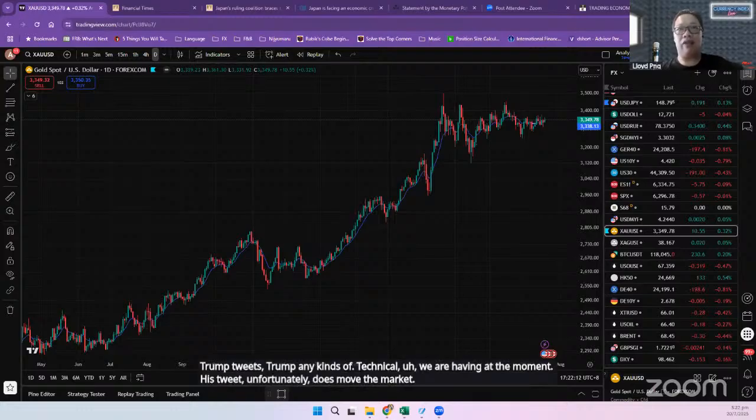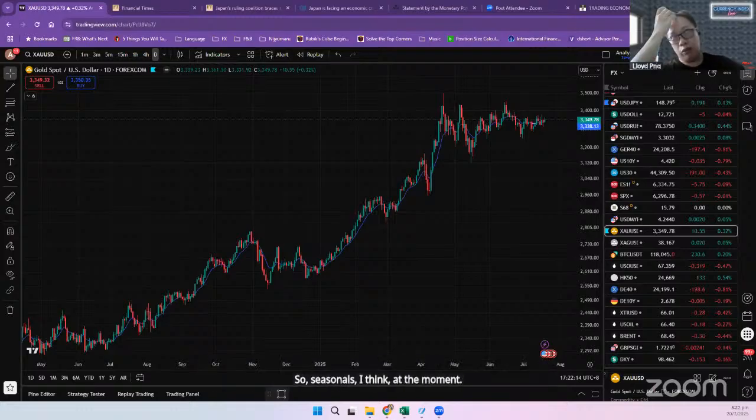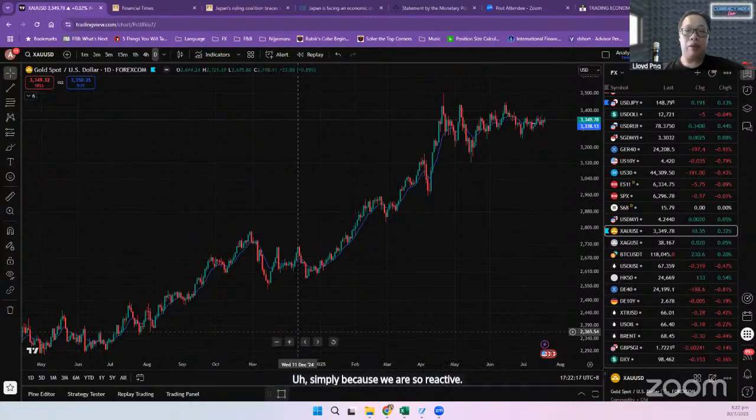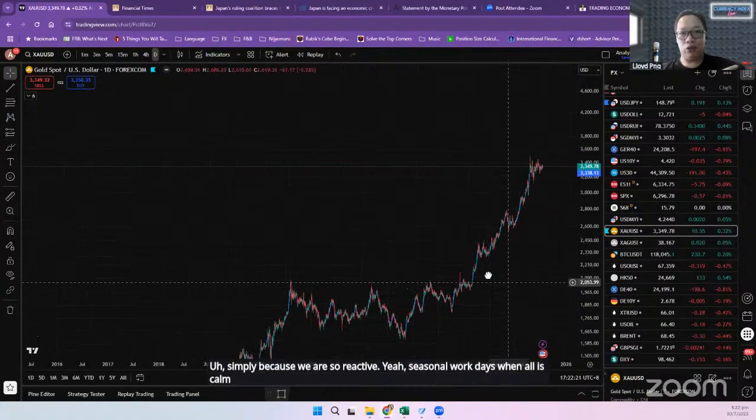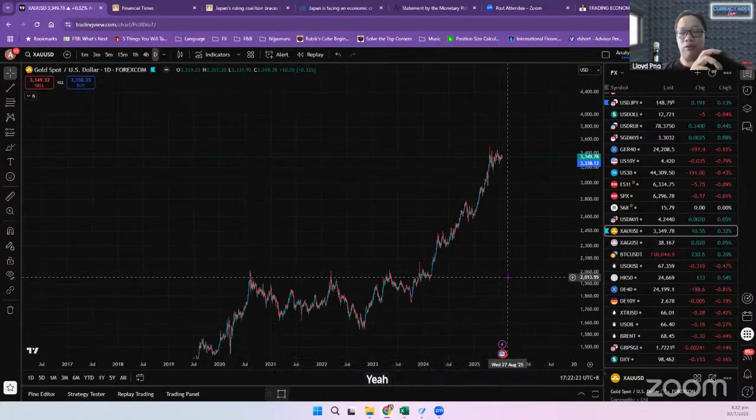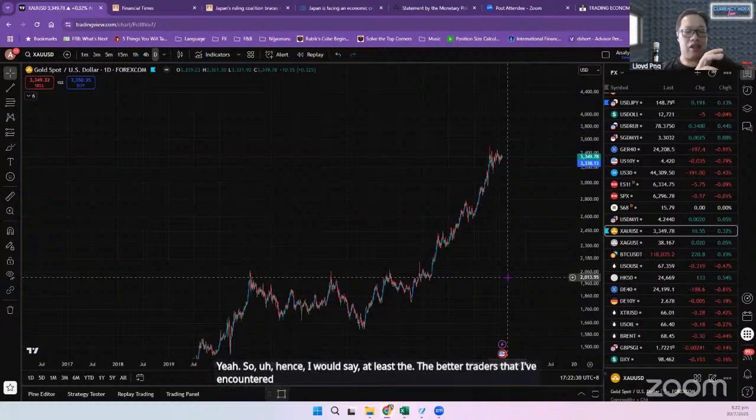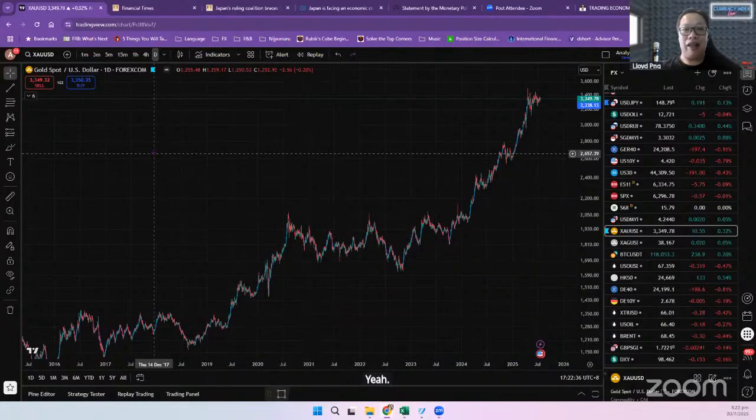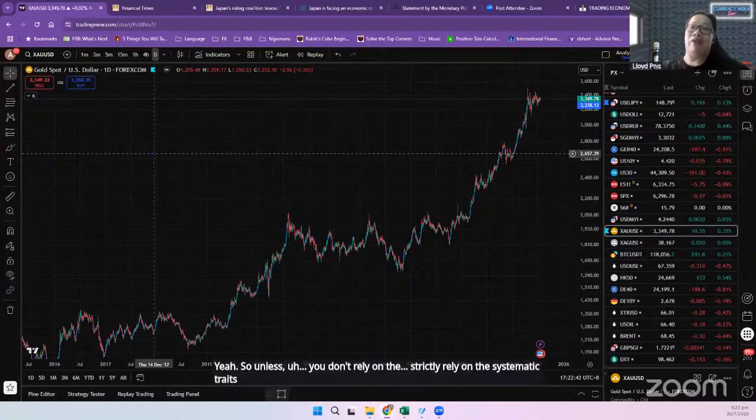So seasonals, and most technicals at the moment, would take a back seat, simply because we are so reactive. Seasonals work best when all is calm, there's no doom and gloom. So hence, the better traders that I've encountered are all preaching to be a bit more conservative. Don't be too aggressive. Unless you don't strictly rely on systematic trades, then you can actually react faster.